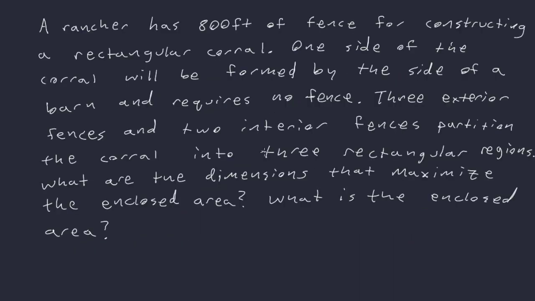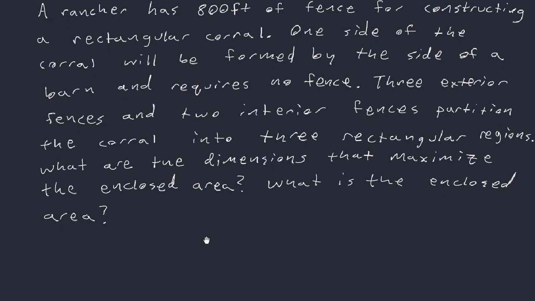All right, let's start with a pretty typical geometry type problem here. Let's say a rancher has 800 feet of fence for constructing a rectangular corral. One side of the corral will be formed by the side of a barn and requires no fence. 3 exterior fences and 2 interior fences partition the corral into 3 rectangular regions.